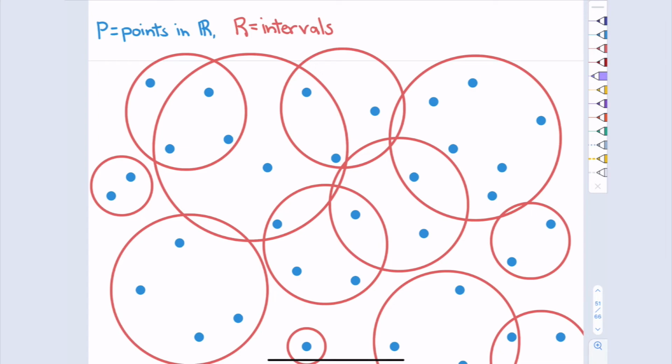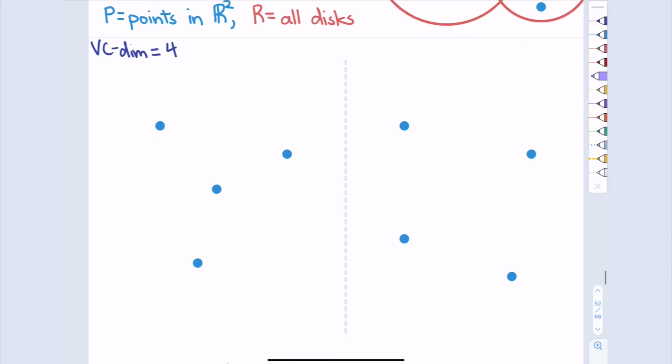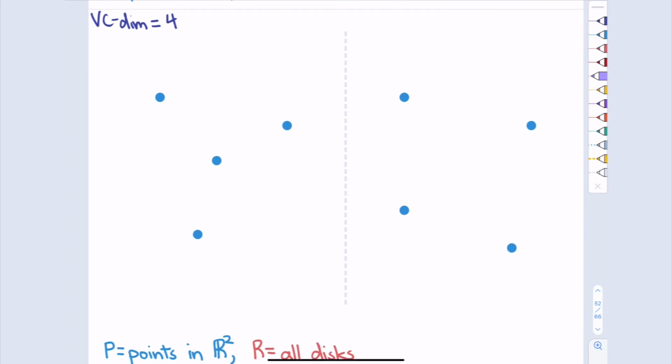How about disks in a plane? Okay, so for disks in a plane, the VC dimension is 4. So I'm claiming that any set of 4 points can't be shattered. And we basically have 2 basic situations. One is when the 4th point is in the convex hull of the outer 3. But a circle is convex, so anything that contains the outer 3 points has to contain the middle point.